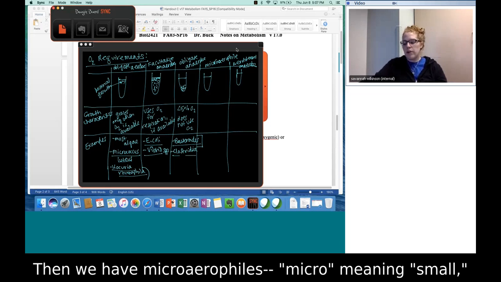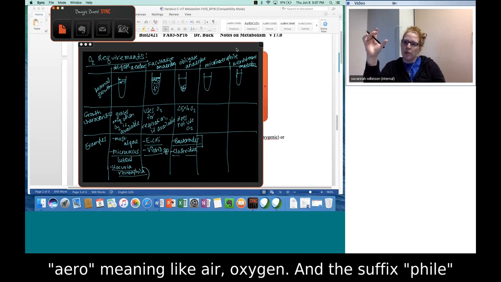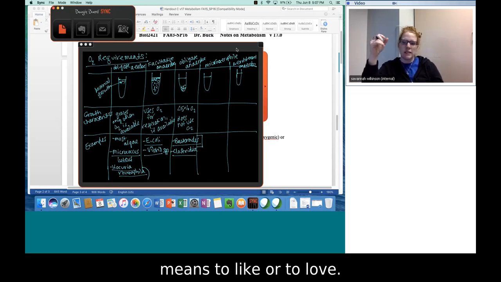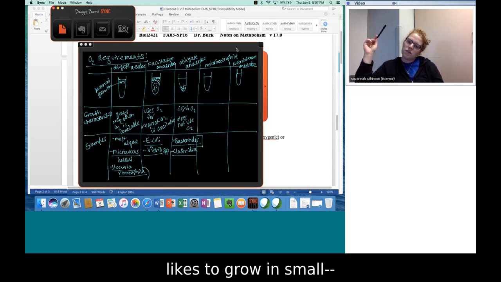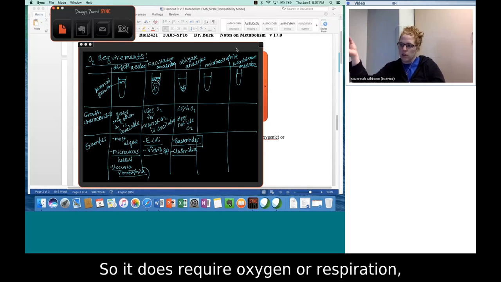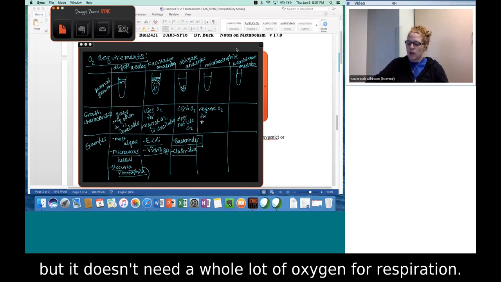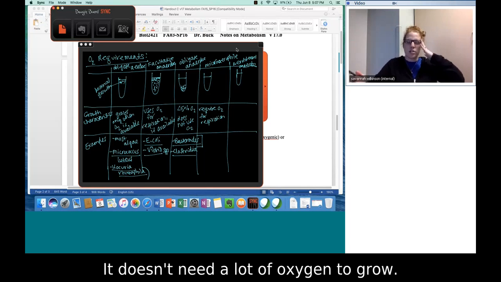Then we have microaerophile, micro meaning small, aero meaning like air, oxygen. And the suffix phile means to like or to love. So this word is saying this bacteria likes to grow in small or little bits of air. It does require oxygen for respiration, but it doesn't need a whole lot of oxygen to grow, okay?